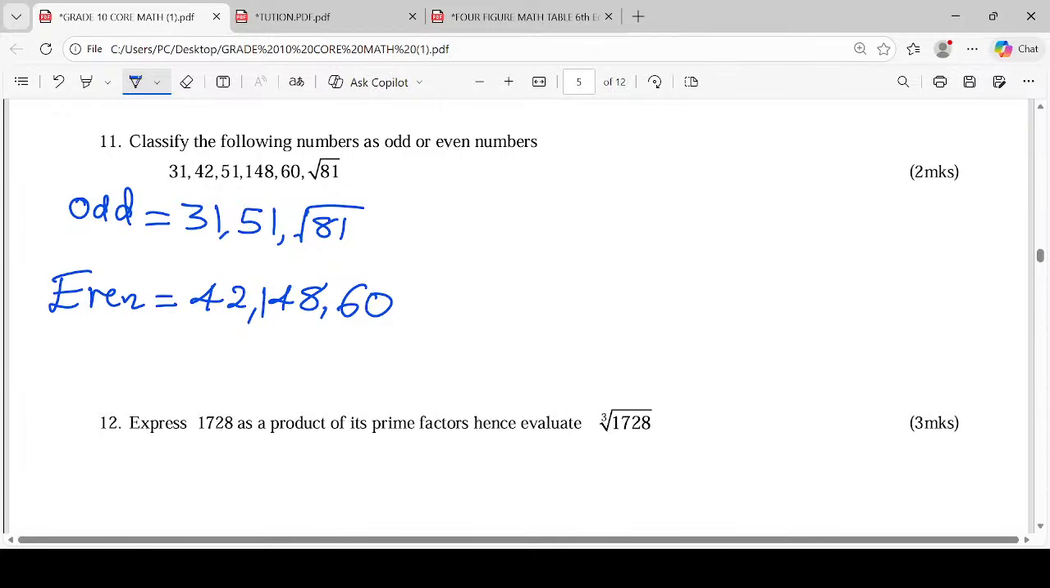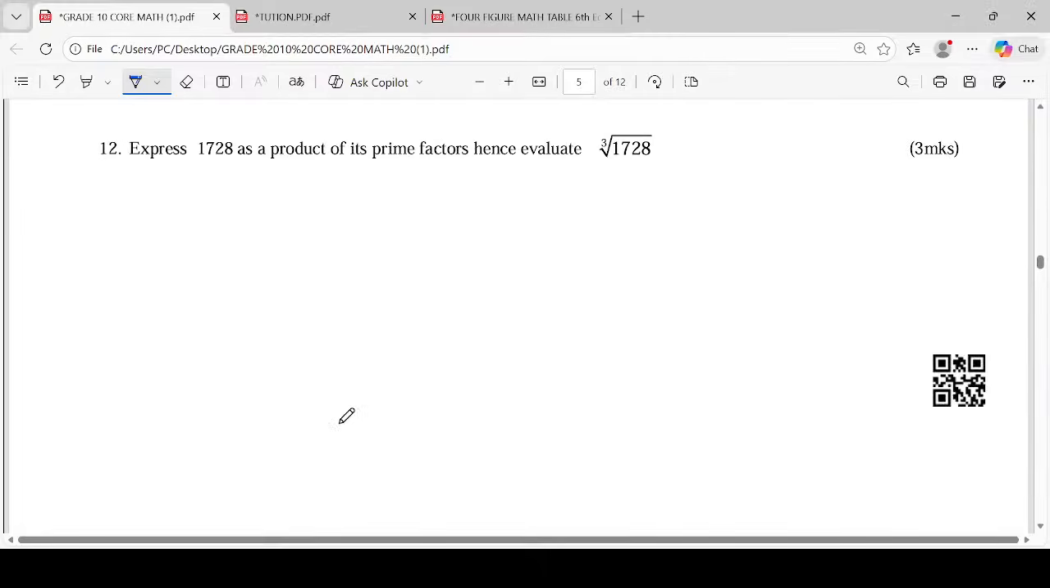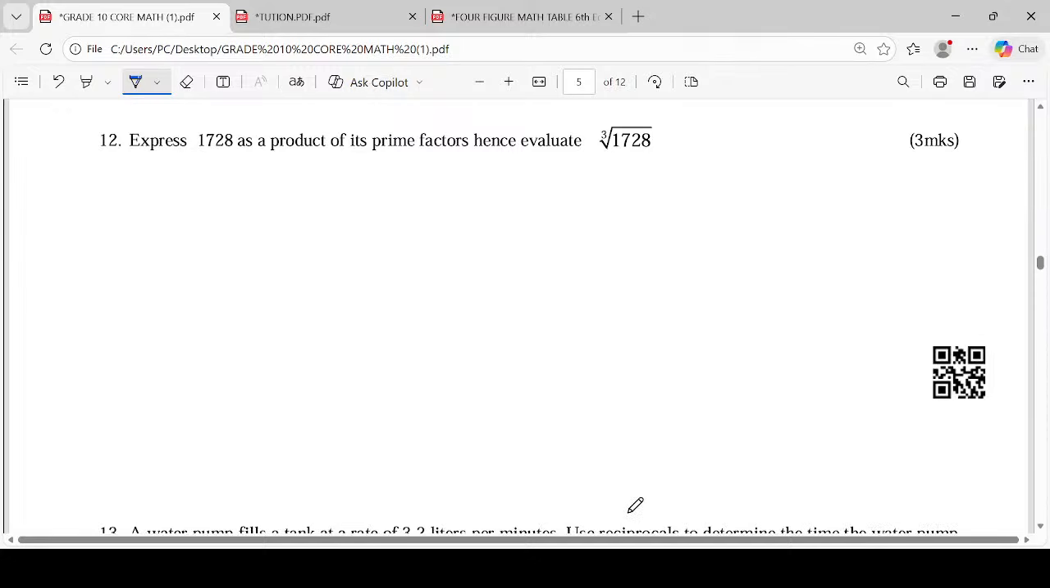Let's look at the next question. That is question number 12 of our discussion tonight. Question number 12. Express 1728 as a product of its prime factors. Hence, evaluate the cube root of 1728. So when you look at this, 1728, let's go.